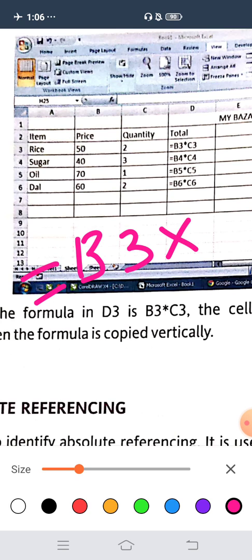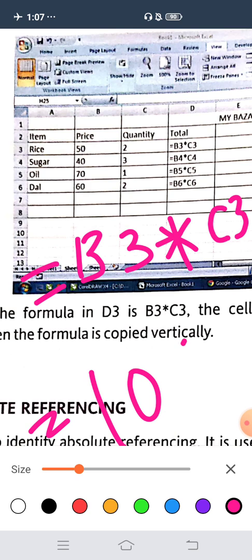Then we need to multiply, so we will use the multiply sign. Then we have to multiply 50 by 2. What is the cell address of 2? The cell address of 2 is C3. After writing the formula we will press the Enter key on the keyboard. We will get our answer as 100.